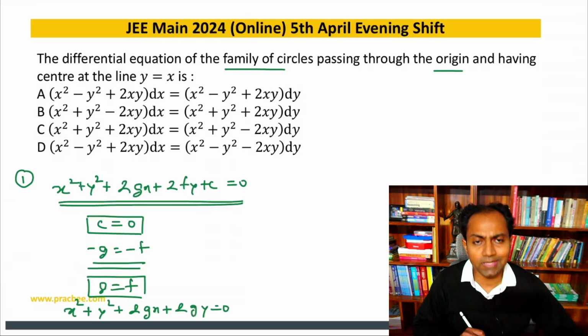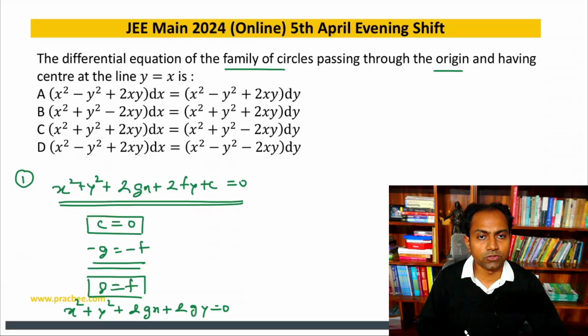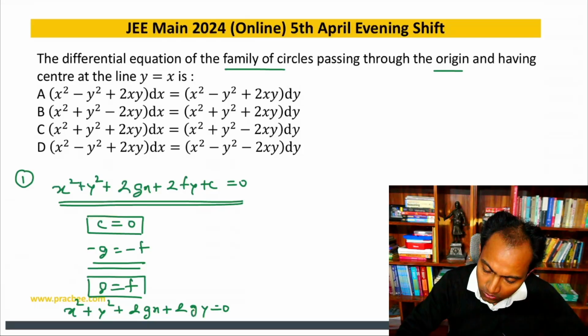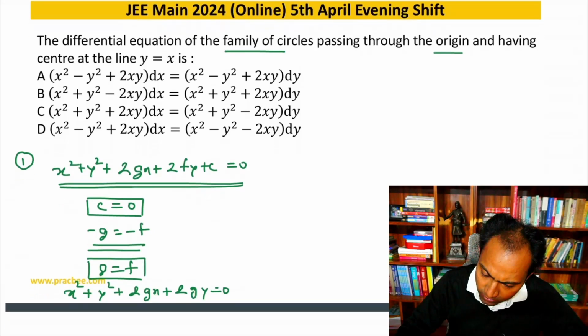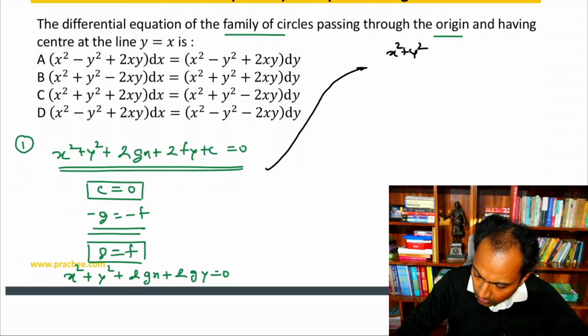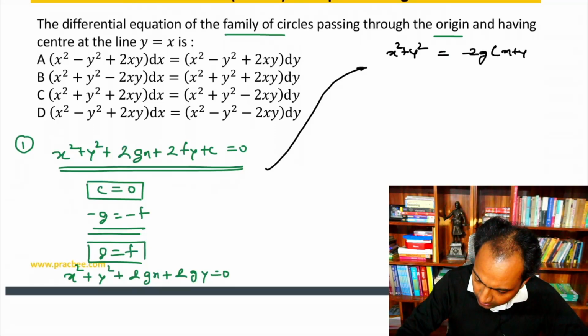And as you can see that there is only one effective constant, so the order is also going to be 1. Now let us solve. So now what we can do is we can either single out the constant, and I will show you both the methods using this question. So if I want to single out the constant, I can put x square plus y square on one side. We can take minus 2g common and write it like this.